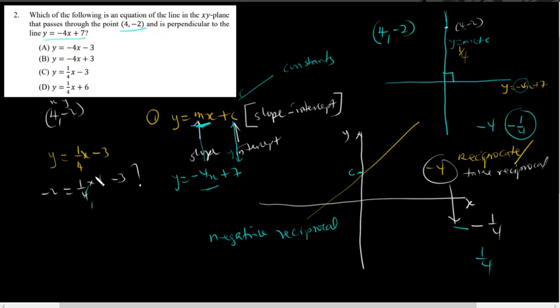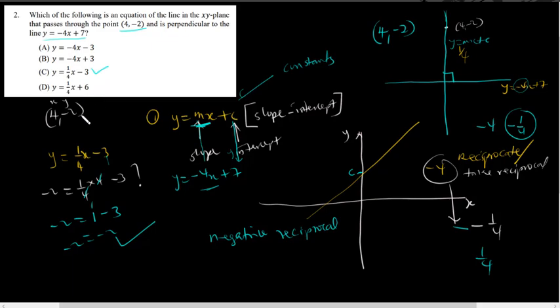4 goes here, 1 out of 4 times 4 is 1. So I'll have 1 here minus 3. And of course, if I subtract 3 from 1, I get negative 2. And negative 2 is equal to negative 2. So the correct option here is C.